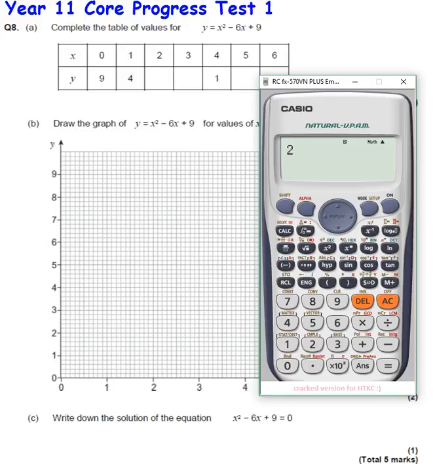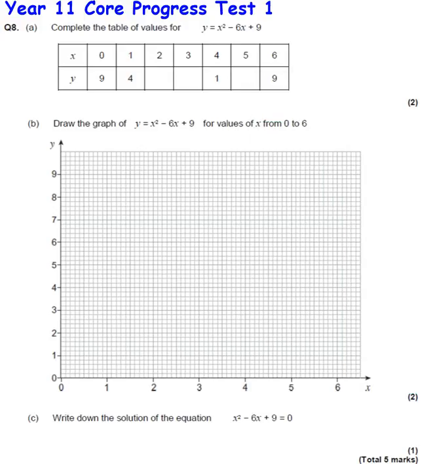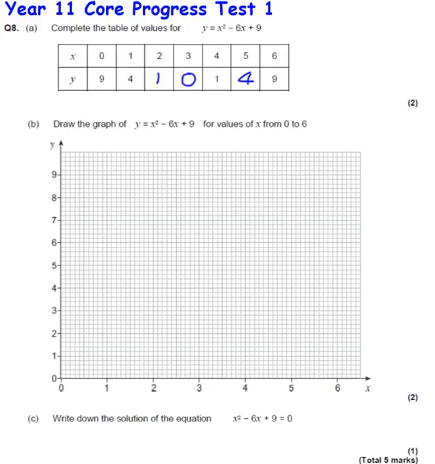So 2 squared, take away 6 lots of 2, plus 9. This gives us 1. So when x equals 2, y equals 1. I'm going to use the calculator to fill in the rest of the values. So when x equals 3, y equals 0, and when x equals 5, y equals 4. Now we've completed the table, we need to move on to part B.